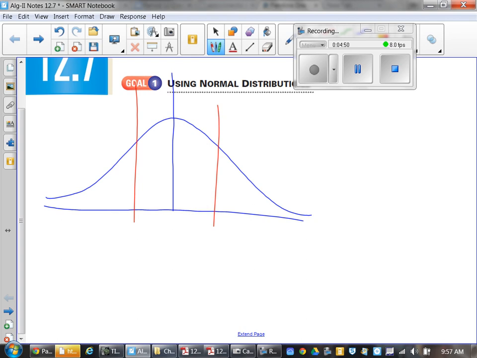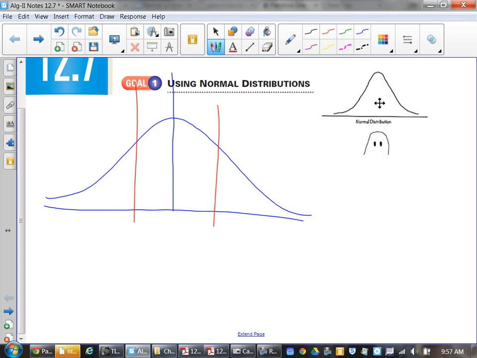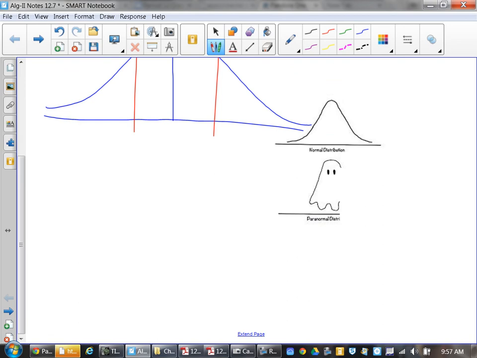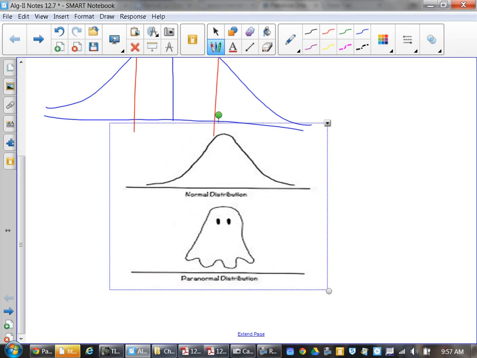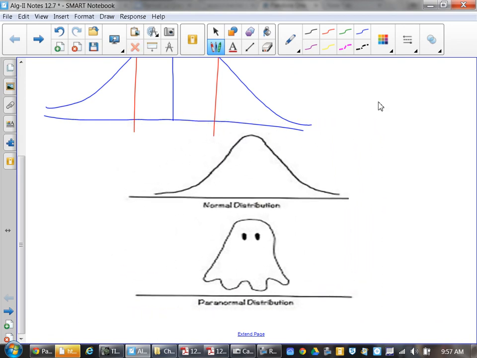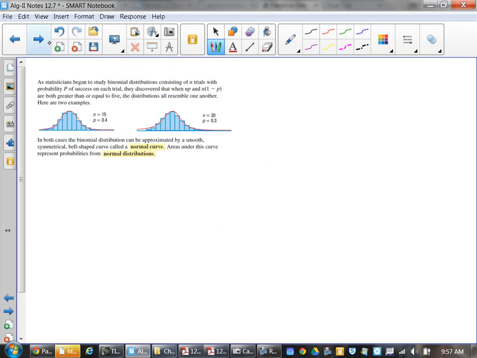But what happens here is, let me show you my little funny picture that I had. There's normal distribution and paranormal distribution. Wait, did you come up with that? The internet did. I was gonna give you props for that. Thanks.